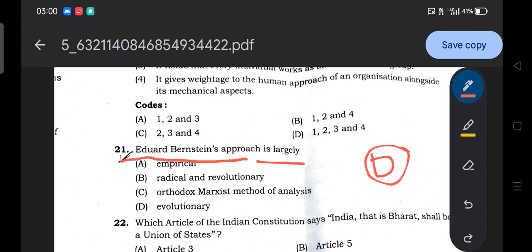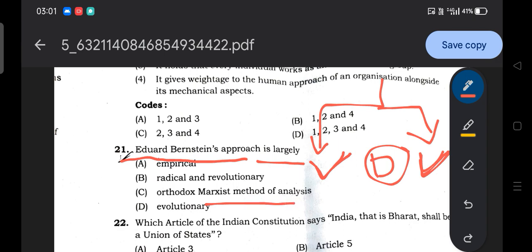Edward Bernstein's approach relates to evolutionary socialism, or the revisionist view of socialism. Edward Bernstein belongs to the evolutionary view of socialism. There are two dimensions, the evolutionary and the revolutionary socialism. The evolutionary side believes in democratic ideas and freedom, but the other side believes in revolution, that is orthodox Marxist socialism.